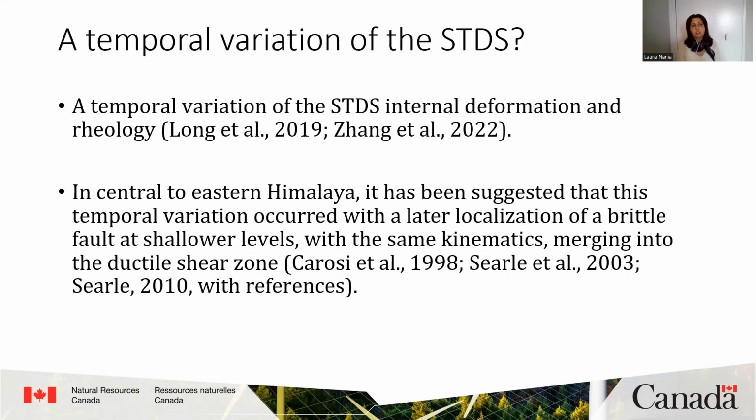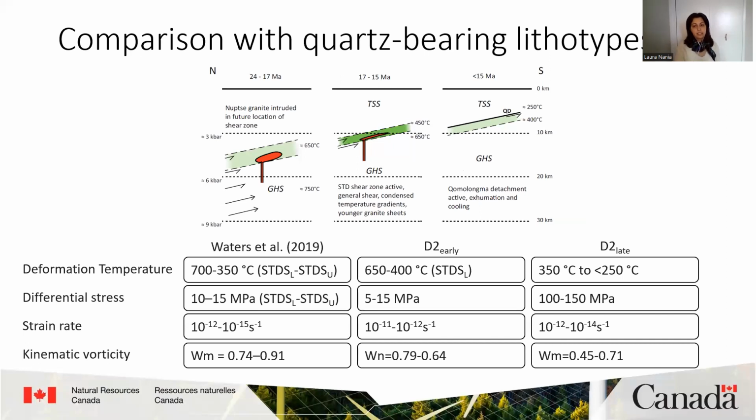So it means that even if we are just looking at the ductile mylonitic zone, we can see a kind of temporal variation like it was seen for the Everest area, where we had the localization of the upper brittle fault. So I would just like now to compare the results from the Everest area or other areas where it was analyzed for quartz with the results I got for these 4 valleys in these 3 areas. So I'm just using the data summarized by Waters et al. 2019 and combining it with the D2 early stage and D2 late stage for the Midwestern Nepal.